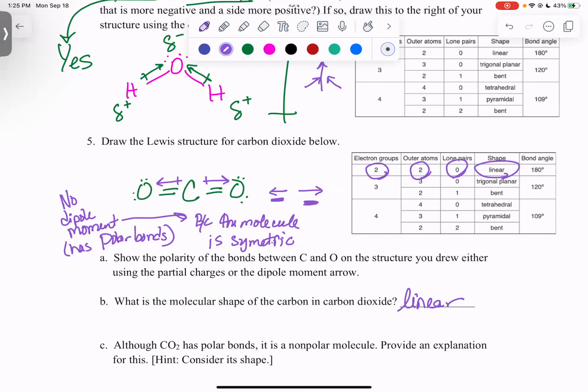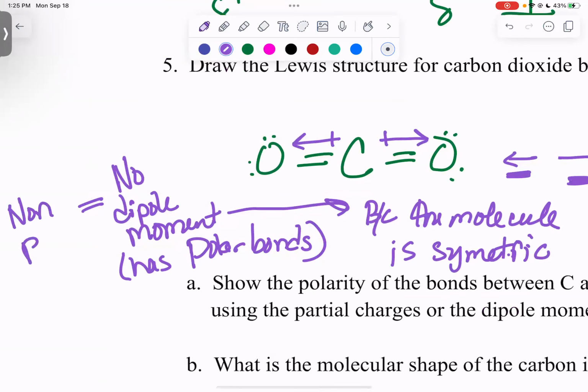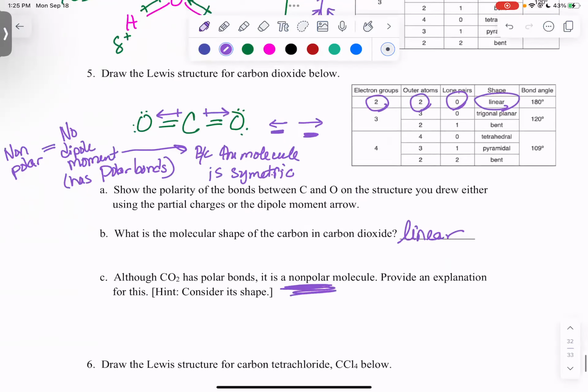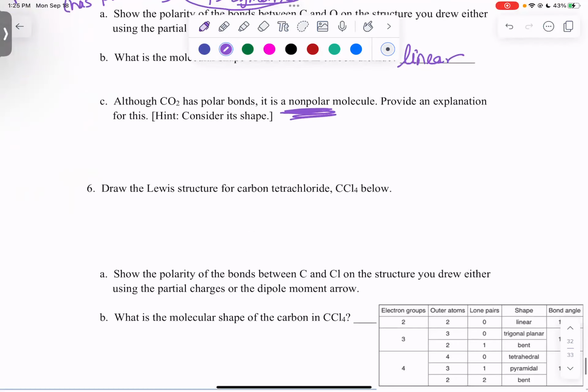So although carbon dioxide has polar bonds, it is a non-polar molecule. Non-polar means no dipole. No dipole, non-polar, same thing. So provide an explanation, and we said that's because the molecule is symmetric. It has to do with the shape, and it has to do with them both being oxygens on either side of the carbon. All right, so let's look at some more.